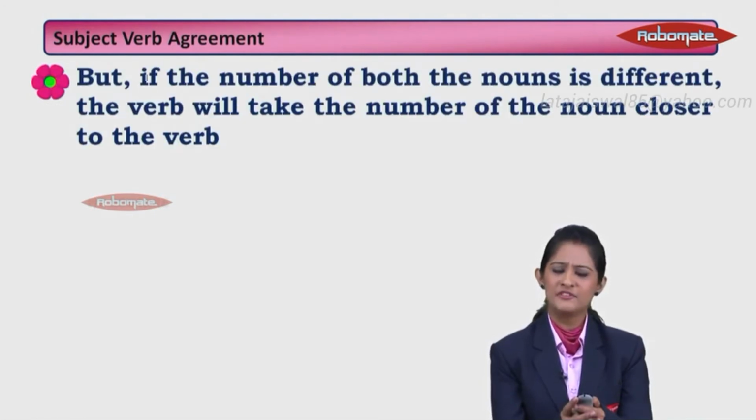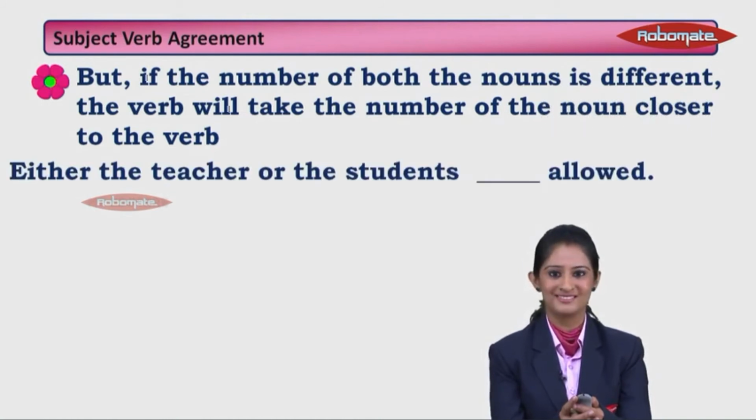But if the number of both the nouns is different, the verb will take the number of the noun closer to the verb. Students, in the last two slides we saw when we have a singular noun, we use a singular verb. And when we had a plural noun, we took a plural verb. But this time, one noun will be singular, the other will be plural. So here we have a confusion. But don't worry, let's solve the confusion.